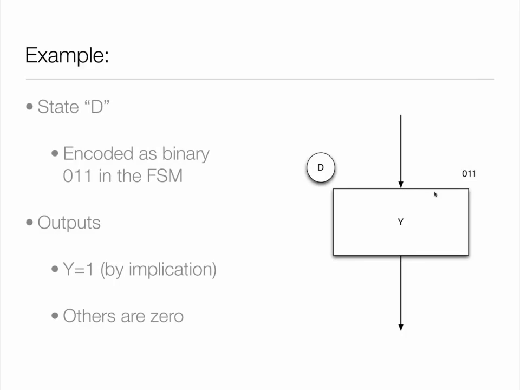So this is another example. It's called state D. It's encoded as binary 3. It's setting the output y equal to 1, and any other outputs we assume are 0.